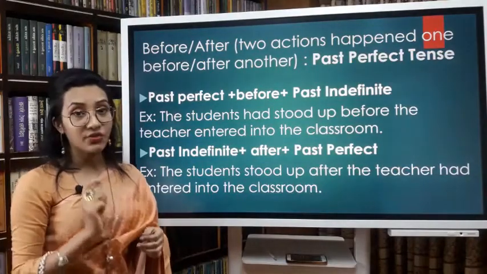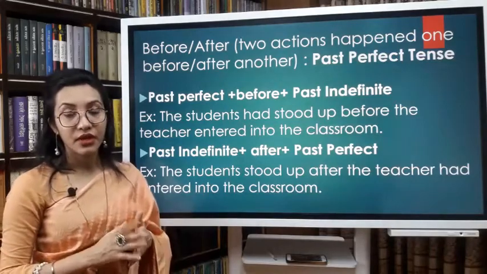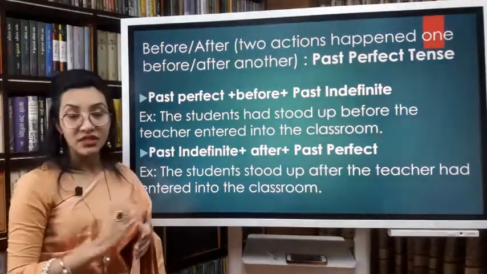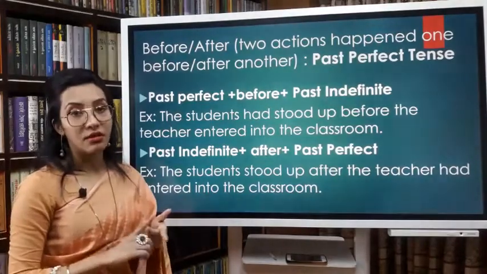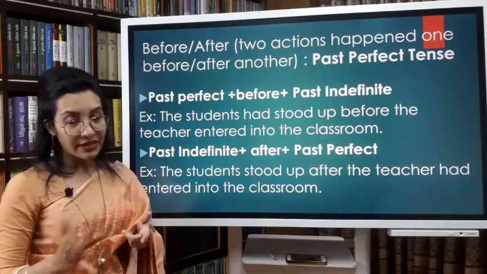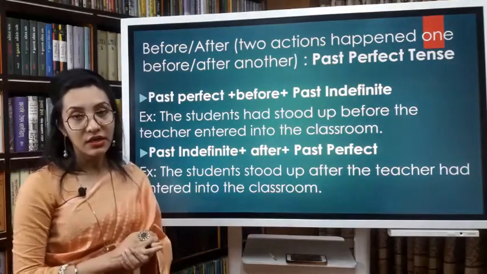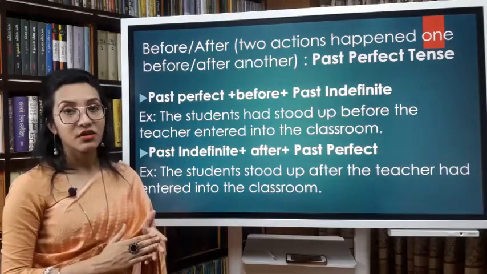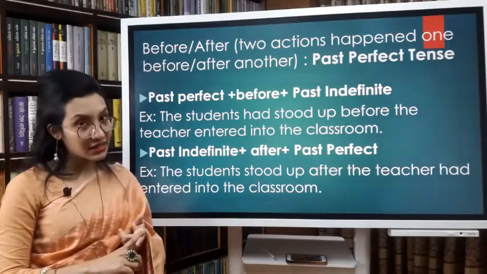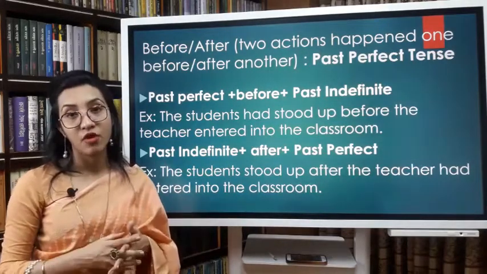I'm going to repeat the structure of past indefinite and past perfect once again. If you have past indefinite, we are going to have the subject, we are going to have the V2 form of the verb, and then the object. অন্যদিকে যদি আমরা past perfect লিখি, if we are going to write past perfect, we are going to have the subject, we are going to have had, then we are going to use the V3 form, past participle form of the verb.